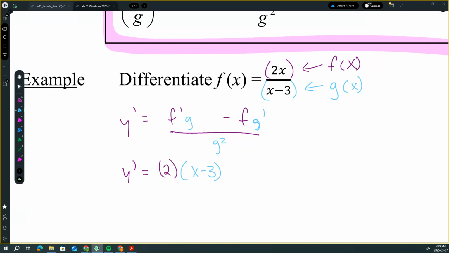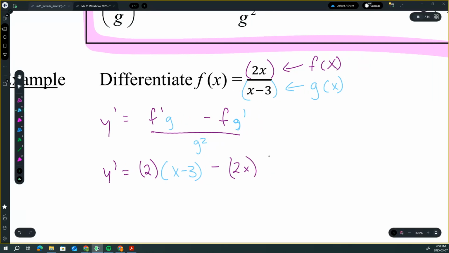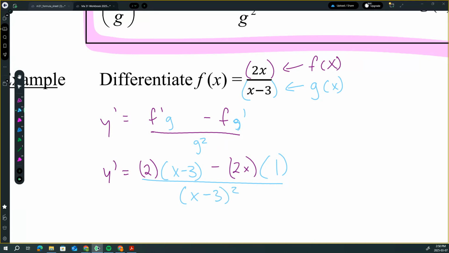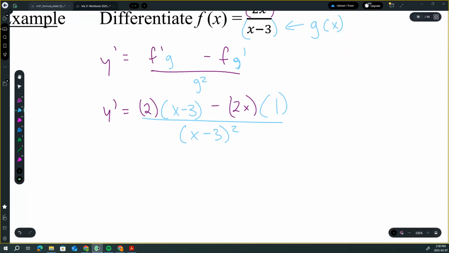We're not doing anything to g of x, or our second function, minus, we leave our first function alone, times the derivative of the second function, which is in the denominator, that x minus 3, which is just going to give us 1, all divided by x minus 3 squared. So in the denominator, you don't derive g of x again. You just leave it normal and you square it. That's it.